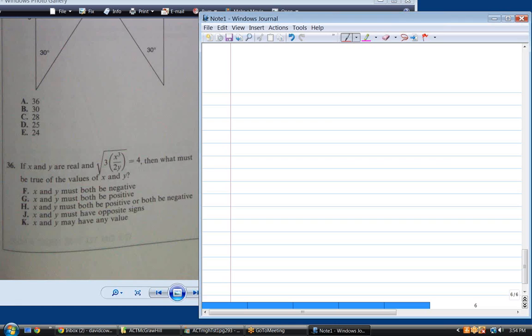Is J correct or K correct? No. So what has to be the answer? So H? They either have to both be positive or both negative, which will make that thing positive, and it'll make what's inside the parentheses positive. And that's the only thing they're asking about, is what does it take to make x cubed divided by 2y equal a positive number?